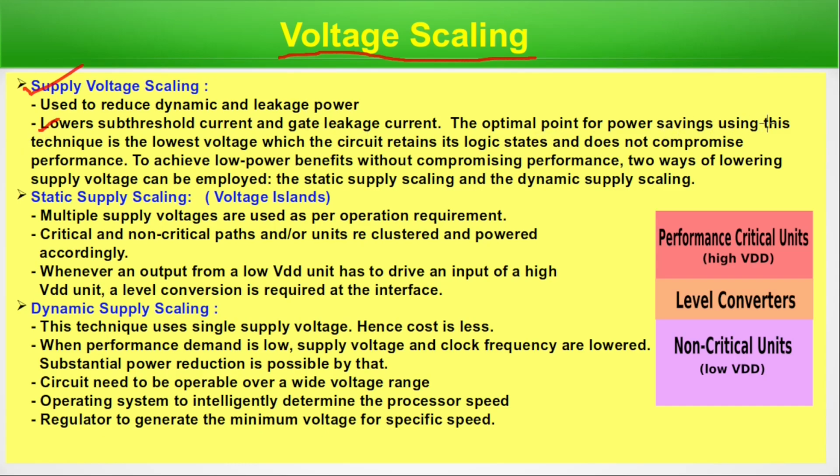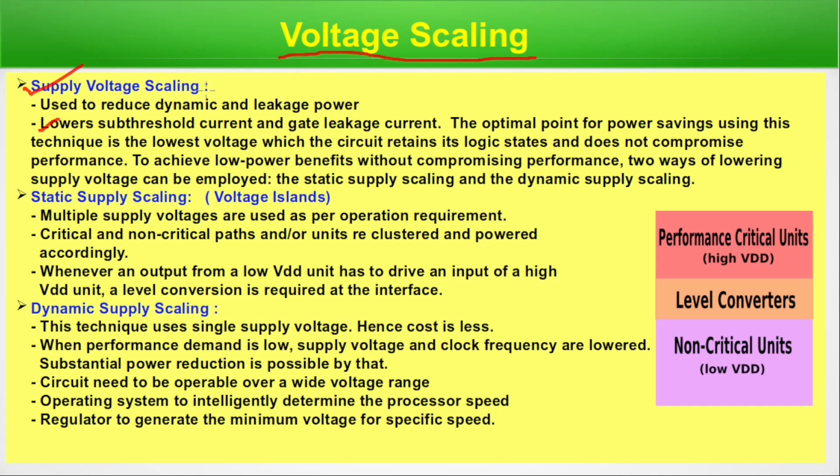The optimal point for power saving using this technique is the lowest voltage at which the circuit retains its logic state and does not compromise performance. So we have to find that optimal point. If we want to save power by voltage scaling, we have to find that point so that the circuit can retain its logic states and doesn't compromise performance.